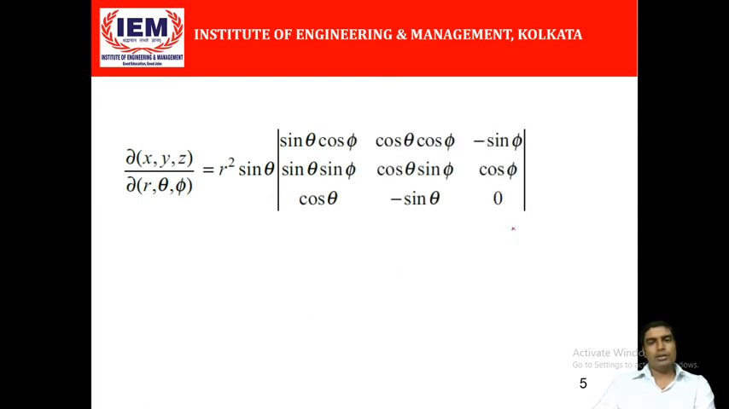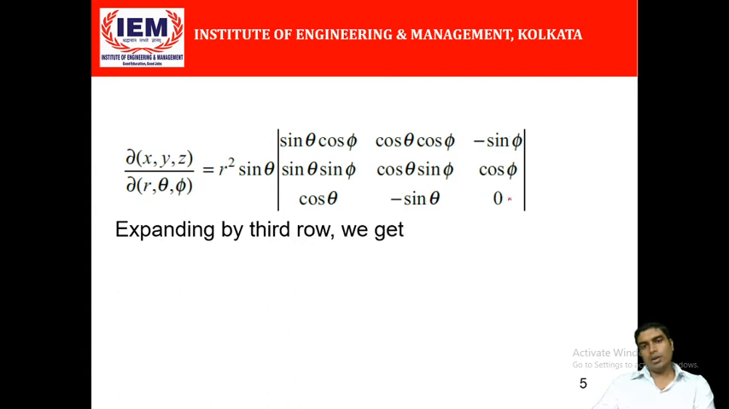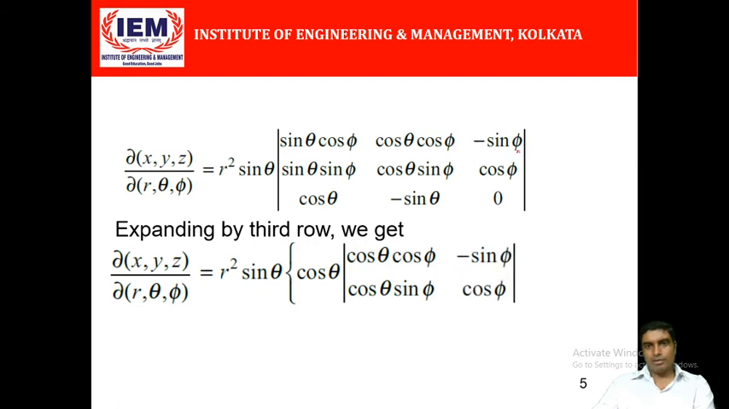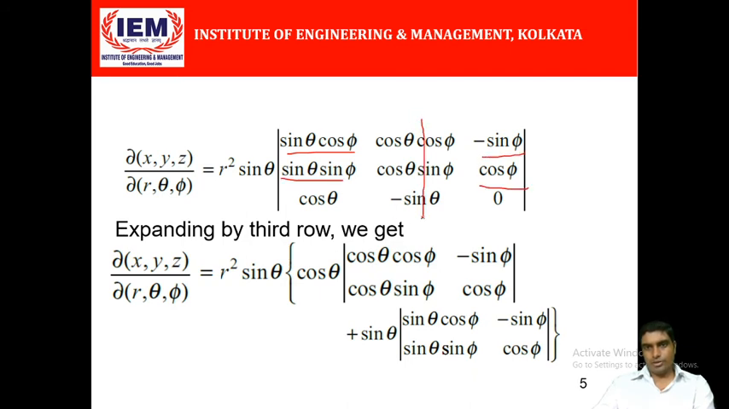Then the remaining part will be this one. Now if I expand this determinant along the third row, it will be easier. So r square sine theta is already there. Then it will be cos theta times the determinant of this term, that is cos theta cos phi, negative sine theta sine phi, and cos theta sine phi and cos phi. And the next term will be positive, plus sine theta times this term, sine theta cos phi, negative sine phi, and sine theta sine phi, and cos phi.